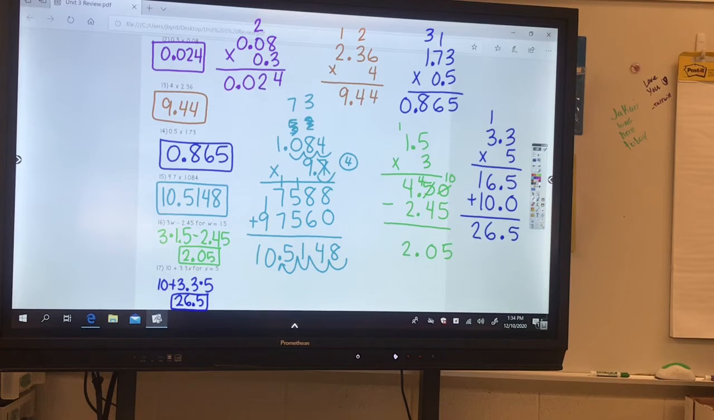Where's your review paper? Go get it. Oh, what? Okay. I got everything mixed up there. I need this. Yep, turn to the next page.